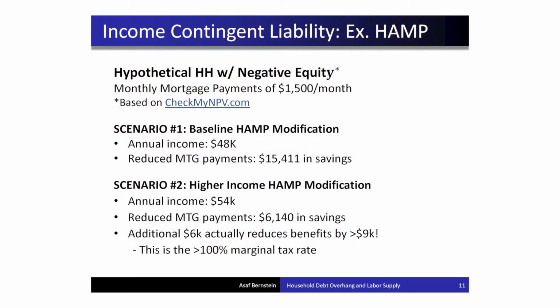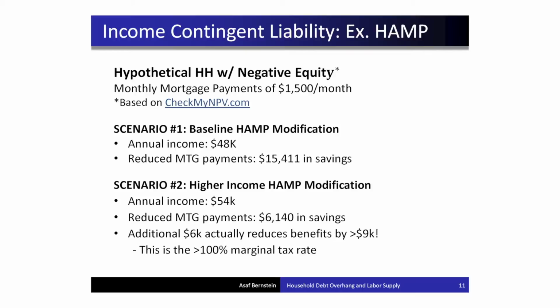You don't have to have 100% implicit tax to see a response. It turns out in practice you do see taxes this size. A lot of the national modification programs, for example HAMP, you can go online at checkmympv.com. I put in a theoretical household. The household is underwater, so has negative equity. They owe about $1,500 per month in mortgage payments. Let's say they earn $48,000 that year. Well, they're eligible for $15,000 in reduced payments over the next 5 years. If instead you take the exact same house and they earn $54,000, so they work to earn an extra $6,000 that year, they only see $6,000 in reduced payments.